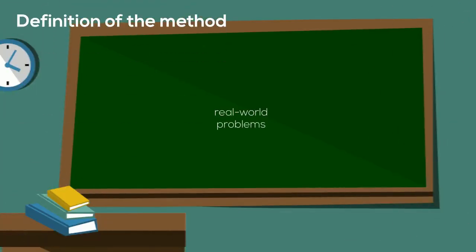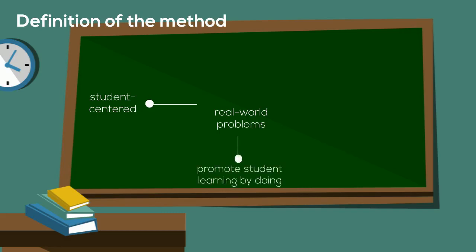Definition of the method. Problem-based learning, PBL, is a student-centered approach to learning in which complex real-world problems are used as a vehicle to promote student learning of concepts and principles, as opposed to direct presentation of facts and concepts. The basis of PBL is that students learn by doing.